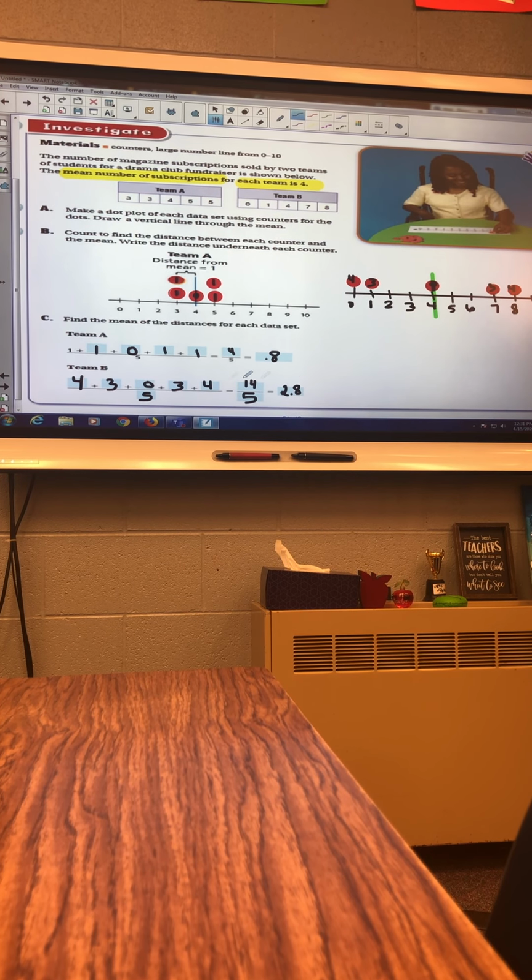So the mean absolute deviation for team B is 2 and 8 tenths. The mean absolute deviation for team A is 8 tenths. The bigger the deviation, the more your data will vary, okay?